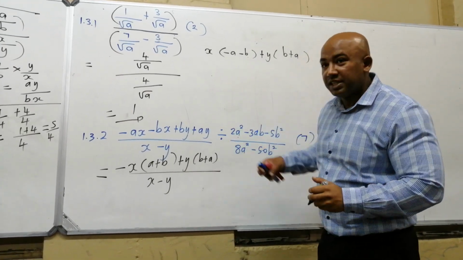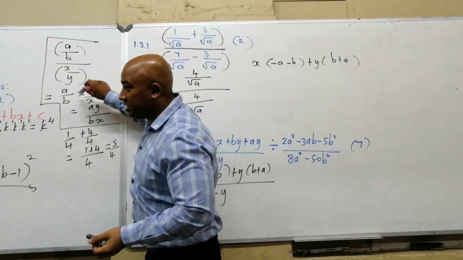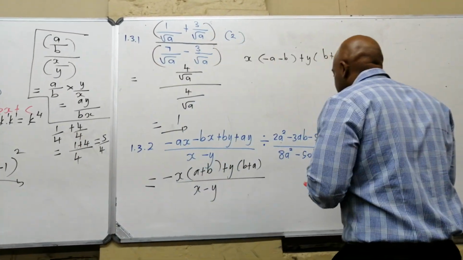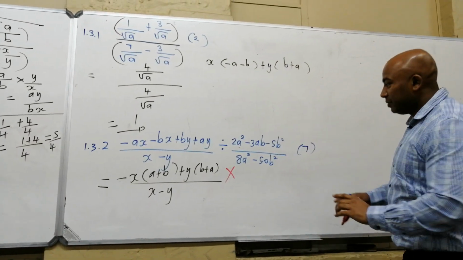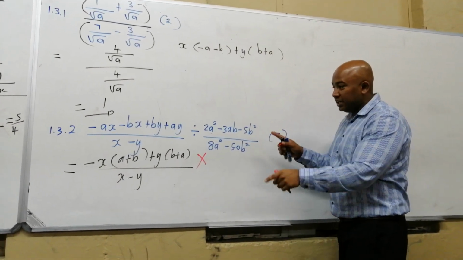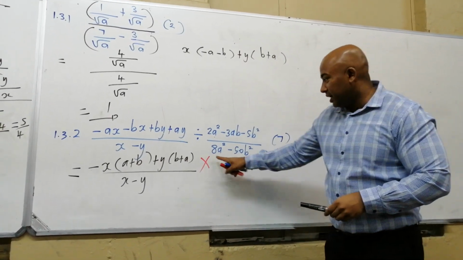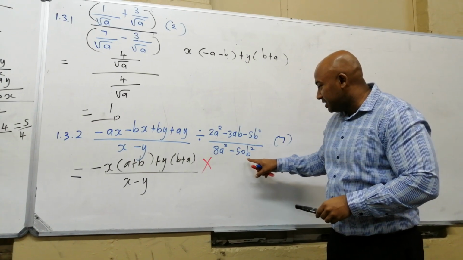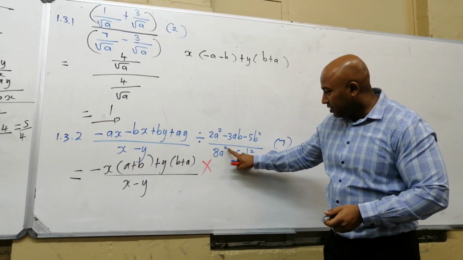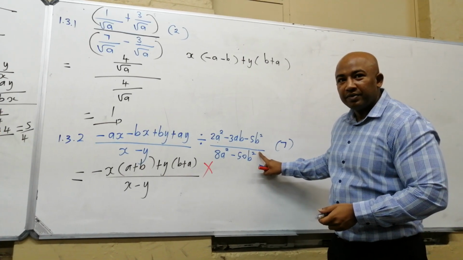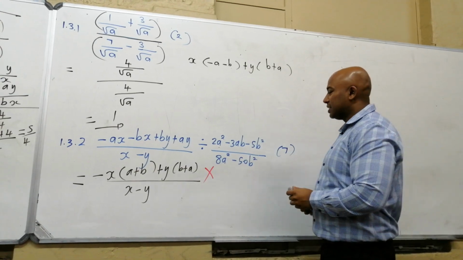Now this division sign, again same thing, this division sign must change to multiplication. So there's my multiplication. Right, so what we're going to do is swap numerator and denominator. Now this 8a squared minus 50b squared, it looks like the difference of 2 squares there. Okay, can you see that? It looks like the difference of 2 squares.